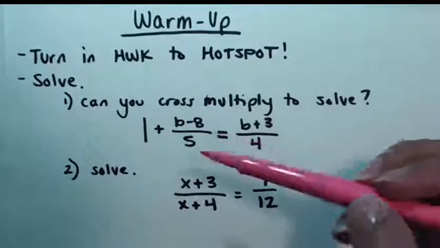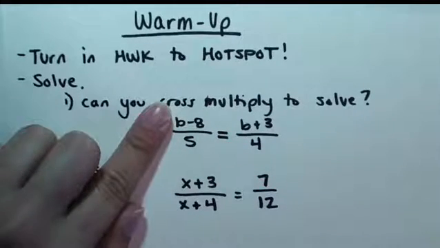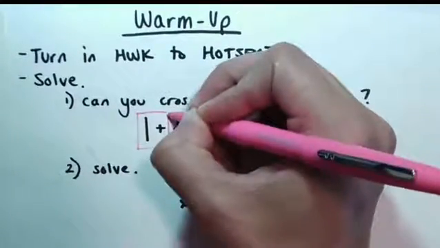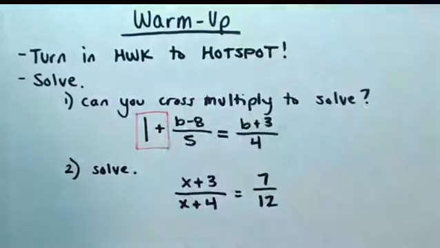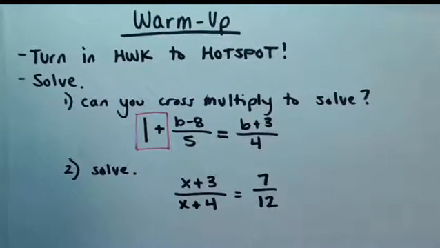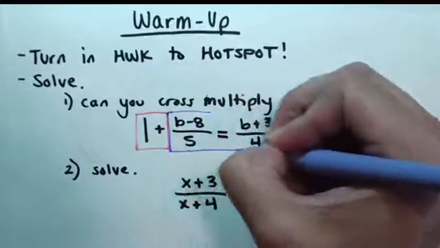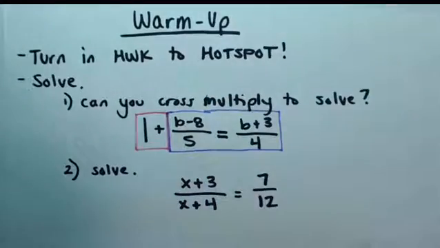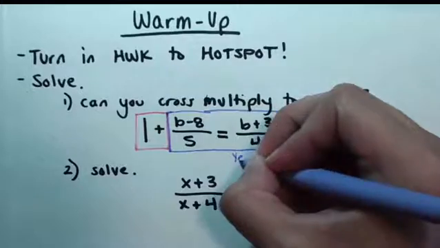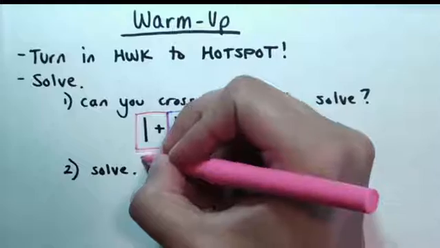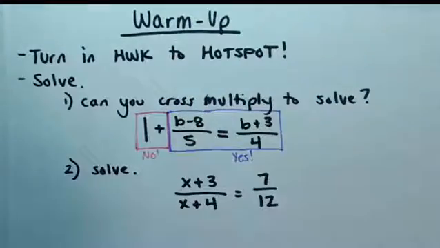However, this one has two ratios equal to each other. However, there's a plus 1. So this 1 plus makes this not possible to cross multiply and solve. If it was only just b minus 8 divided by 5 is equal to b plus 3 over 4, this would be yes you can. But because we have this 1 attached to this side, we would have to solve this a little bit differently. Okay? So I just wanted to point that out.